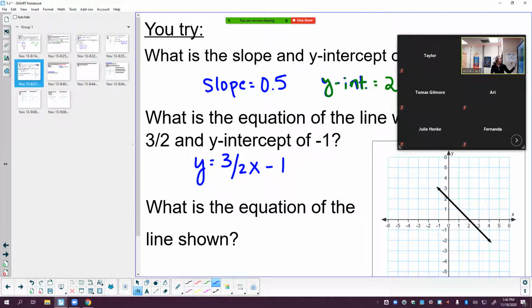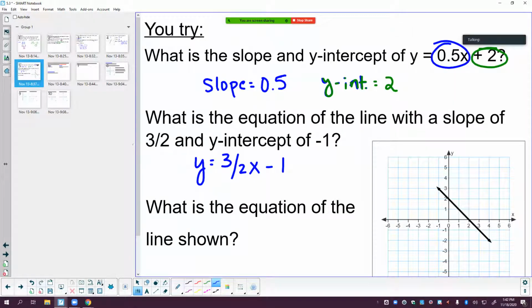The 3/2 is the slope, because it tells us it has a slope of 3 over 2, which is m. That's the number in front of x. And then it has a y-intercept of -1, so that's going to be our y-intercept right there. Again, you don't need to put plus -1. You can just put -1.